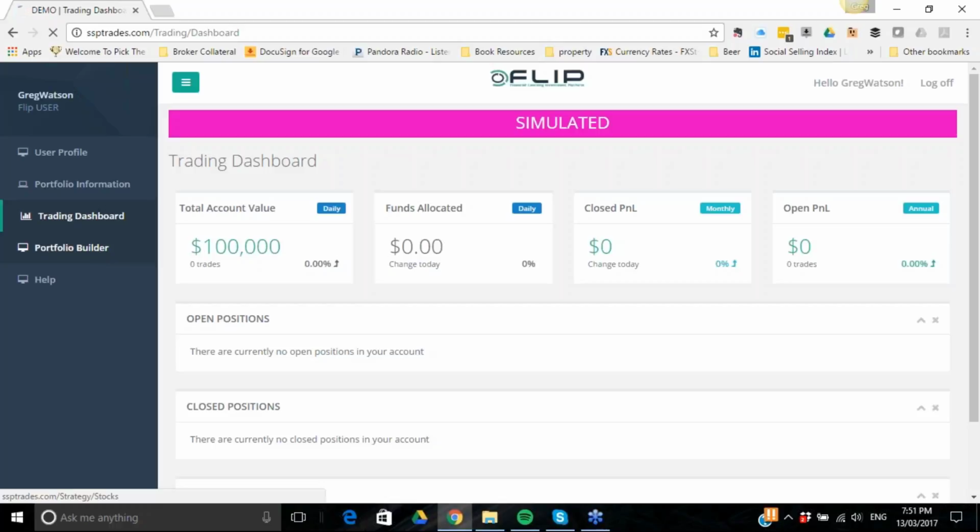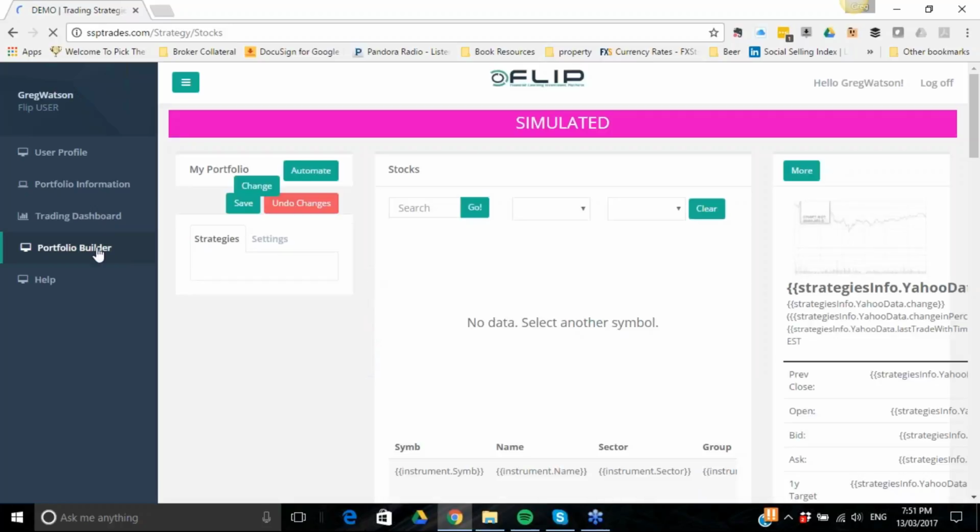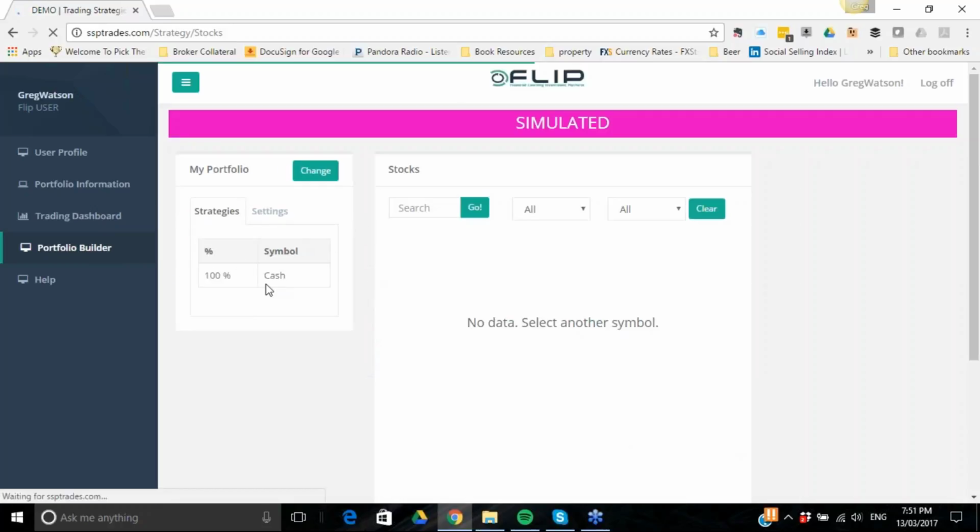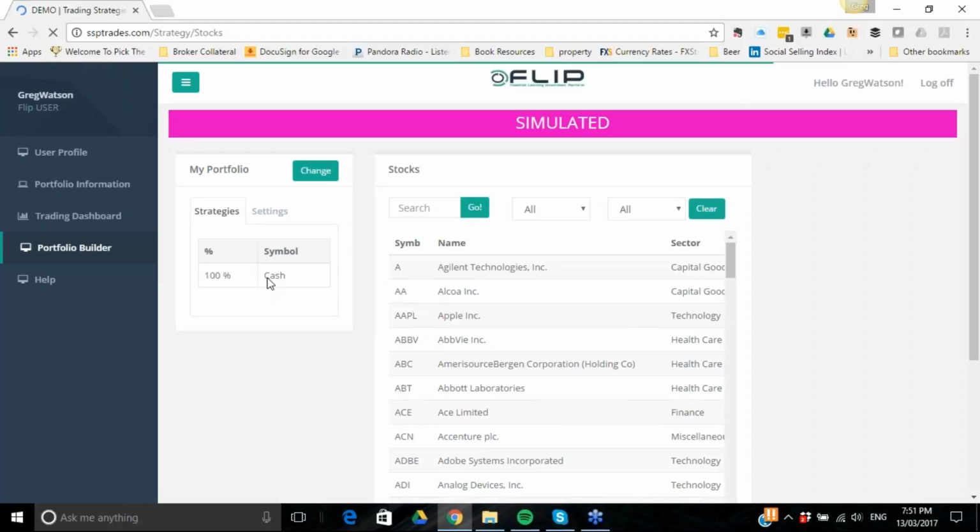So I'll click on the portfolio builder, and here we go. Here you'll see that we've got 100% cash at the moment, because we haven't allocated anything to it. I haven't gone very far down the alphabet here in selecting stocks because I don't want this to be about stock selection. I want it to be about demonstrating how the software works. So I'll just scroll down there.